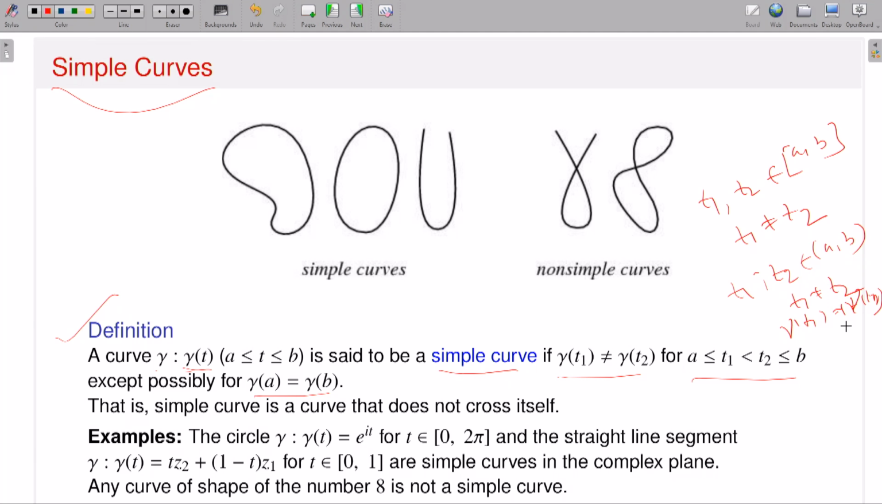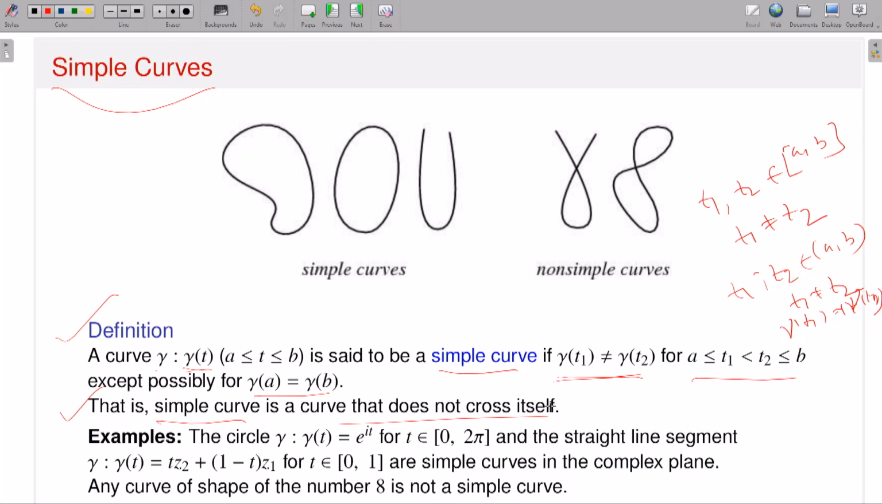That means if t1 is equal to a and t2 is equal to b, it might happen that gamma of a is equal to gamma of b. But except at the endpoints, if I take any two points t1 and t2 from the interval [a, b], and if t1 is not equal to t2, then I demand that gamma of t1 should not be equal to gamma of t2. That means it should be injective. So a simple curve is a curve that does not cross itself.